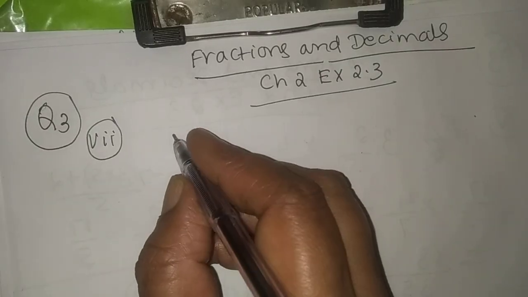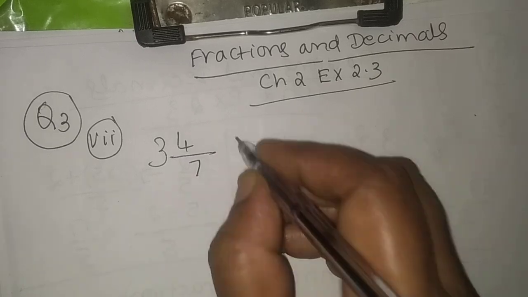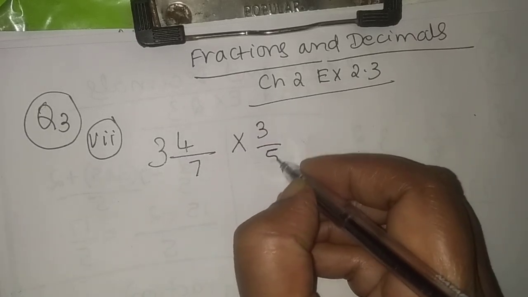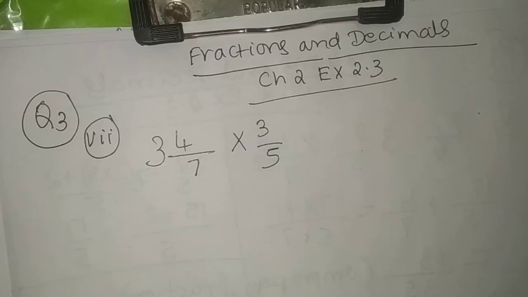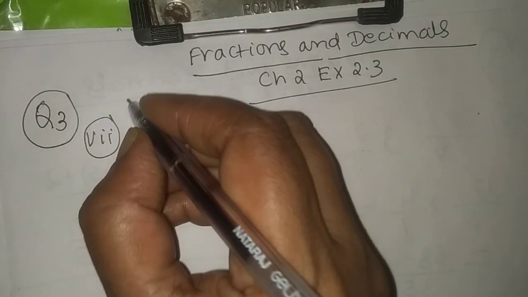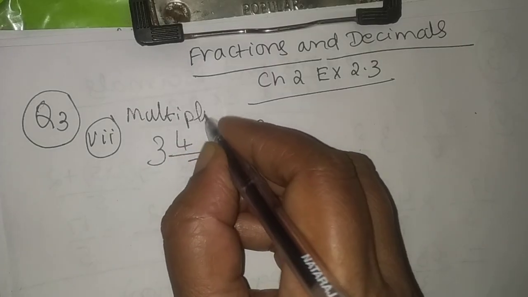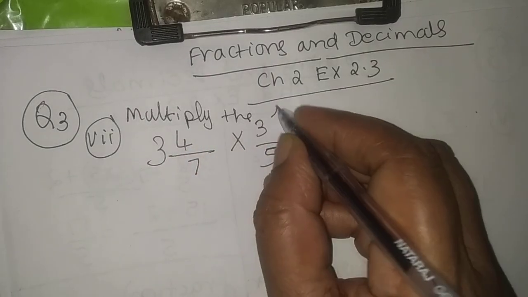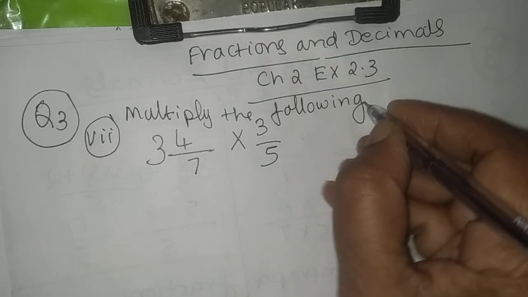So the problem is 4 by 7 into 3 by 5. The question is: multiply the following fractions.